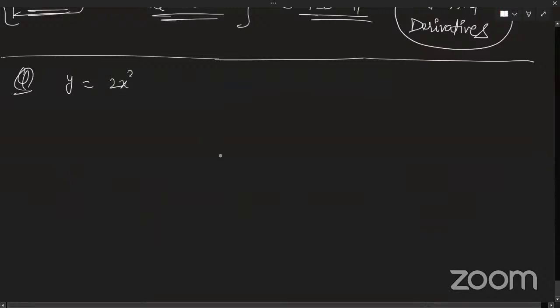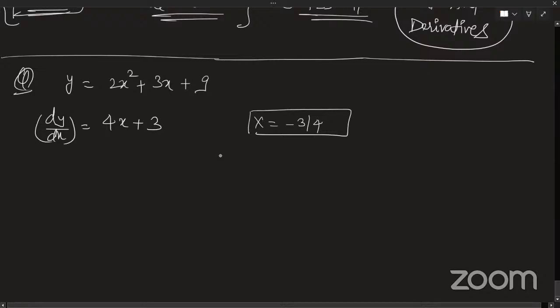So what is the problem? 2x square plus 3x plus 9. Okay. So tell me dy by dx of this quickly. It will be 4x plus 3, right? Yes sir. 4x plus 3. Tell me the critical point of this. It is coming negative. Minus 3 by 4, right?